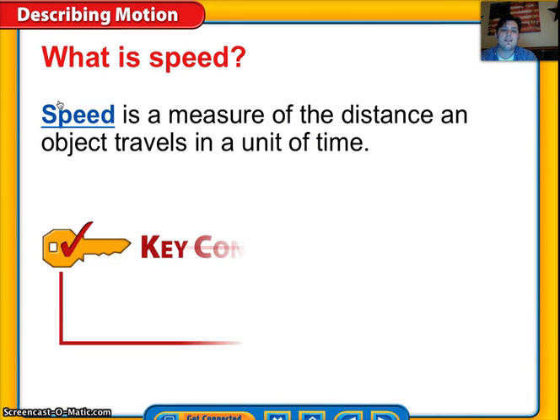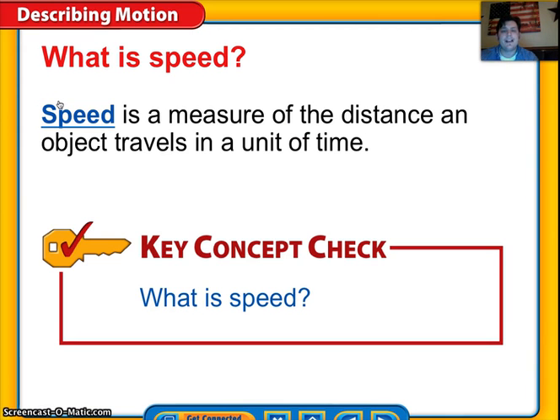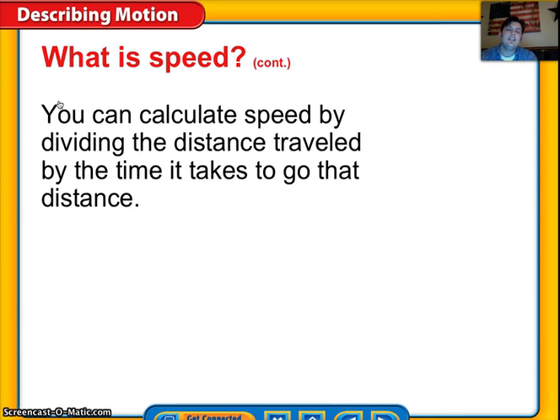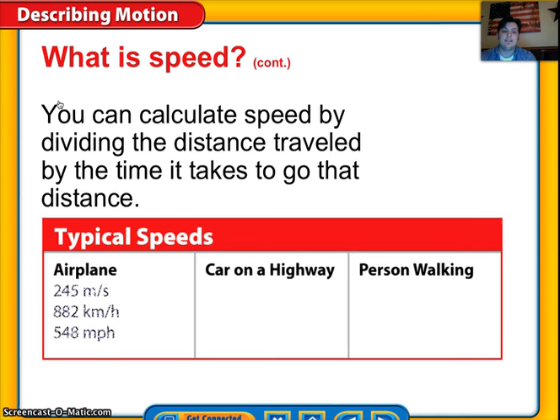Now, as we're measuring speed, we have to ask, what is speed? It's how fast are you going? How far have you gone in a certain amount of time, okay? Have you gone 3 meters in 5 seconds? That's a speed. That's a distance divided by time. Have you gone 30 miles in 1 hour? That's a distance divided by time. Okay, it's how far you've gone in a certain amount of time. Now you can calculate speed, again, by dividing the distance traveled by the time it takes to go that distance.